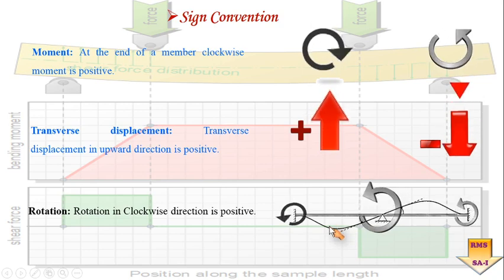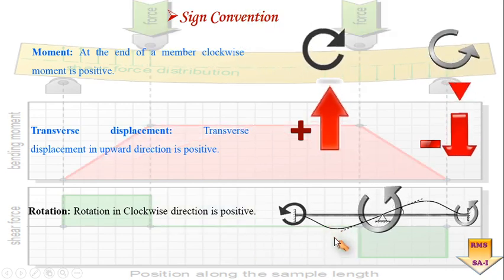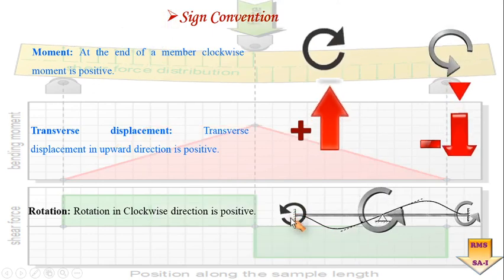Whenever there is a clockwise rotation, it is to be taken as positive, and if it is an anti-clockwise rotation, it is to be taken as negative.